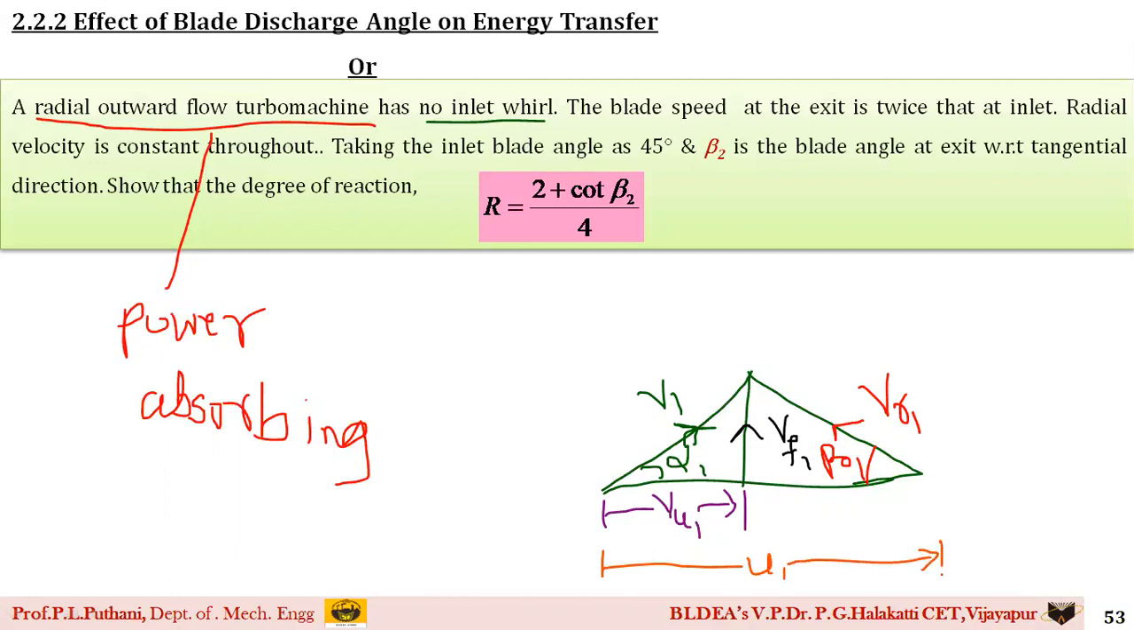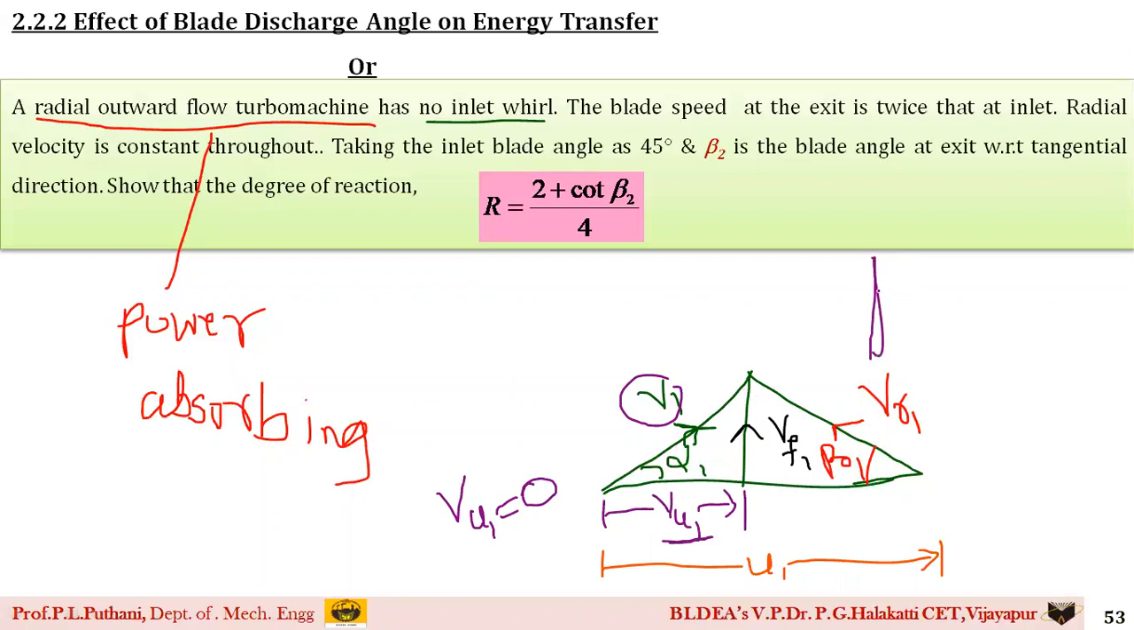Now we have drawn the inlet triangle. The statement says there is no inlet whirl. Here the inlet whirl is the factor Vu1. No inlet whirl means Vu1 is equal to 0. When Vu1 is equal to 0, then V1 overlaps on Vf1, and the new velocity triangle looks like this.